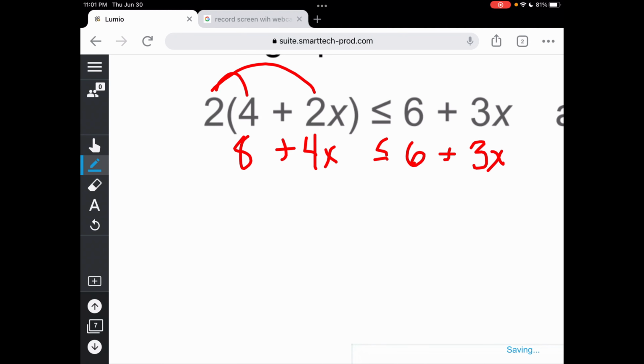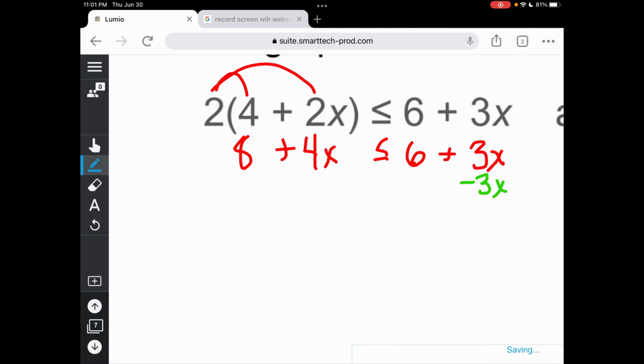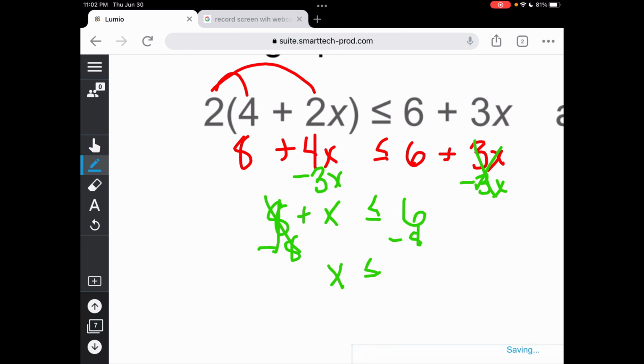Variables on both sides. I like getting rid of the smaller one, so let's subtract both sides by 3x, and 4x minus 3x is just an x. Bring down the 8 plus, bring down the less than or equal to, bring down the 6. Subtract 8 from both sides, cross out. X is less than or equal to -2. I did it.